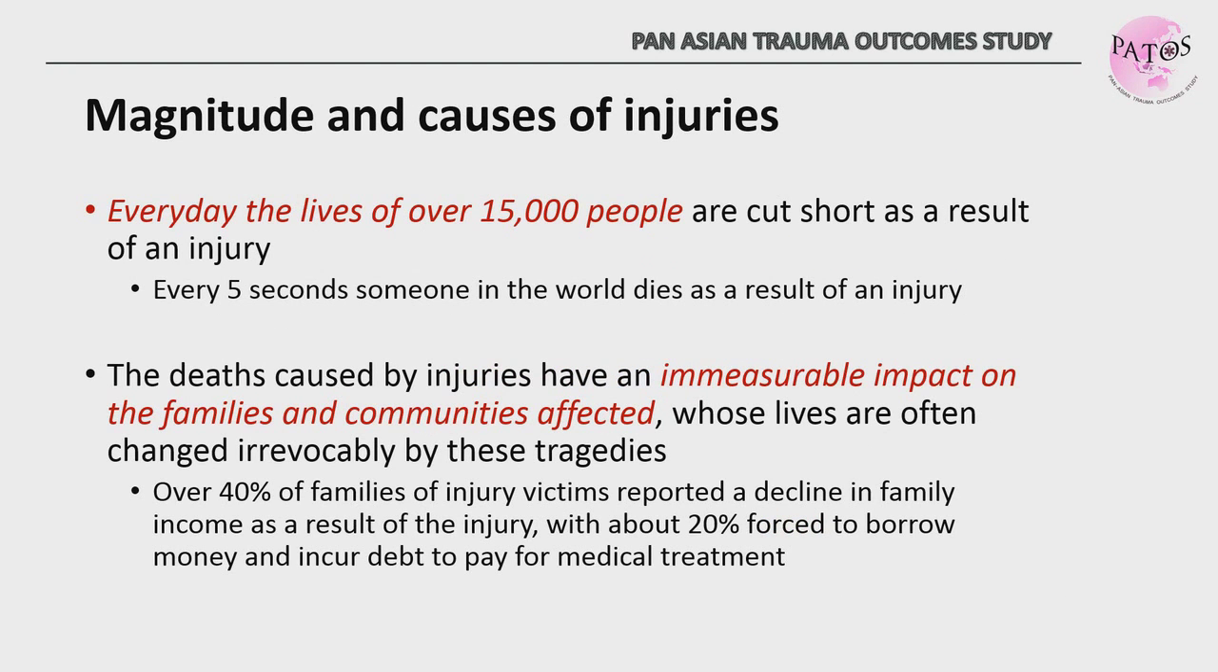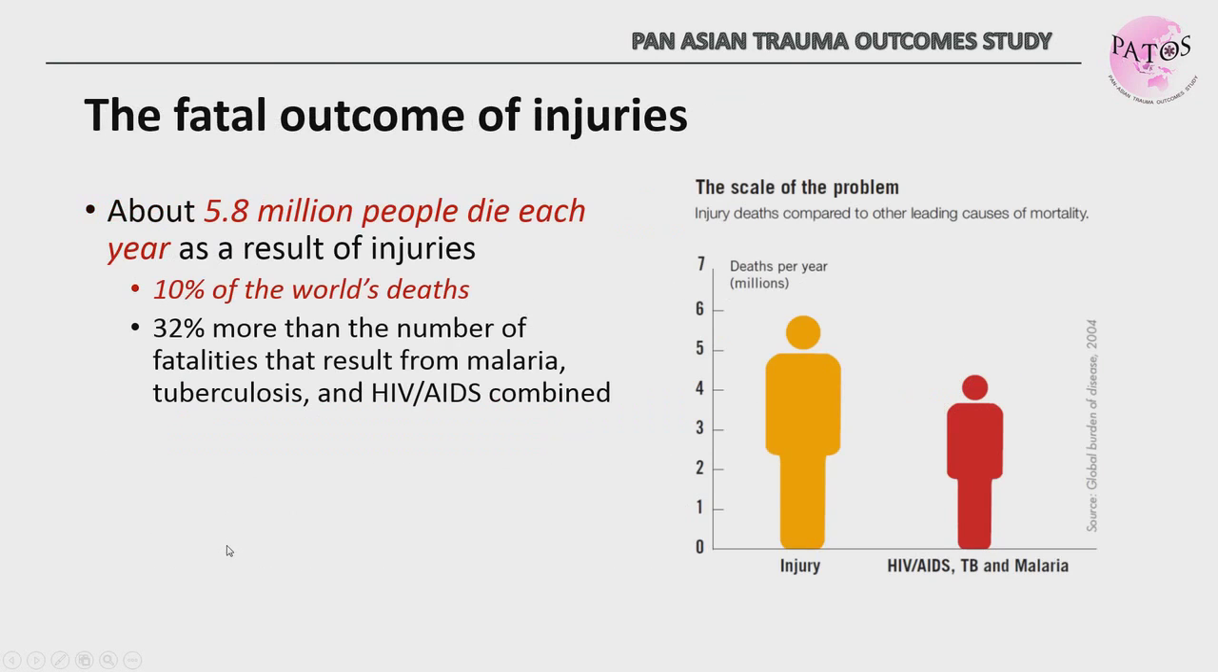The public health burden of injury is very substantial, as it endangers over 15,000 people's lives every day. It means that every 5 seconds, someone in the world is dying as a result of injury. Injury also affects not just the patient, but also their family members too. As a result of the injury, family members and communities are also affected both psychologically and financially. So we see that the public health burden of injury is very severe.